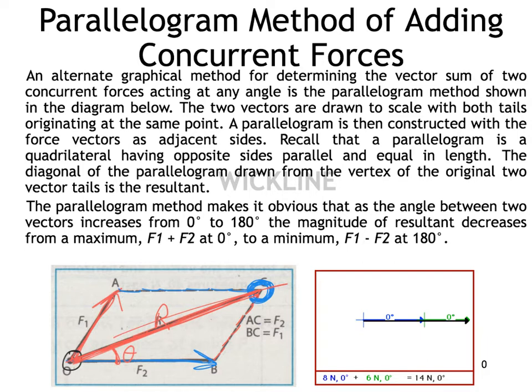And your minimum force is when they're at 180 degrees, when they would still be lined up in the same line, but they would be pointing in opposite directions, and that's when you would subtract them, and that would be the minimum force. I think in this case it would be 2 newtons.